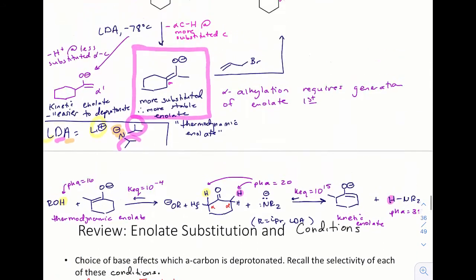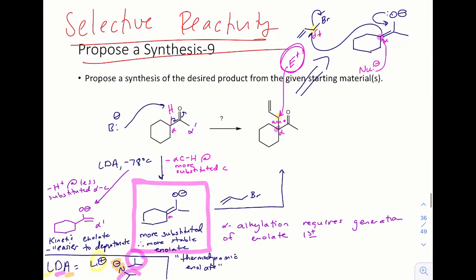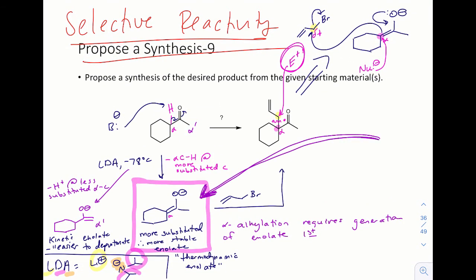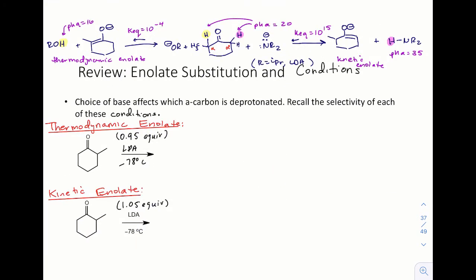For alpha alkylations, like proposed in this synthesis, it's necessary to generate 100% of the enolate before treating with the electrophile. So although small concentrations of enolate were okay in, say, an aldol condensation, they're not in alpha alkylation. Our chemists have come up with a way to deal with this, to use LDA to quantitatively generate both the kinetic and the thermodynamic enolate. Let's start down at the bottom.